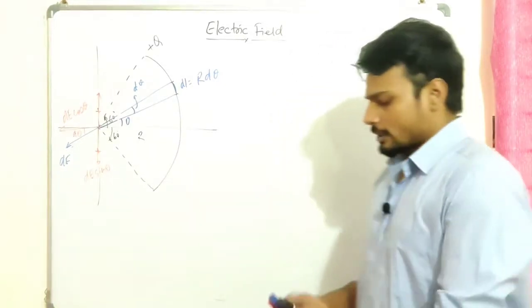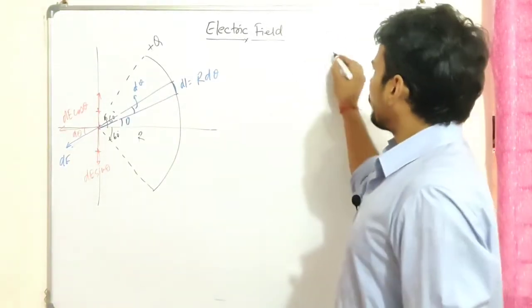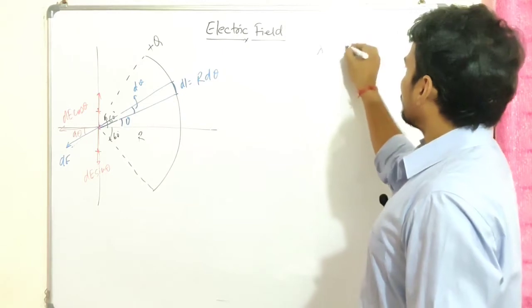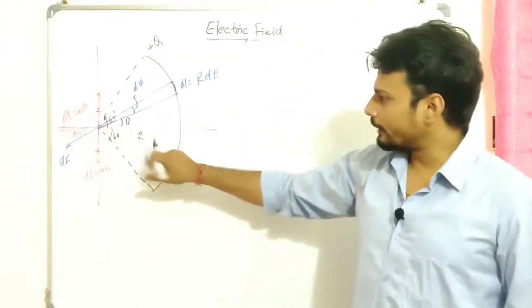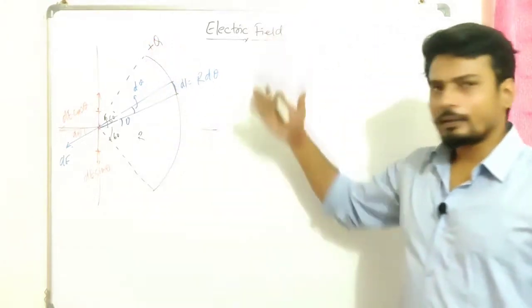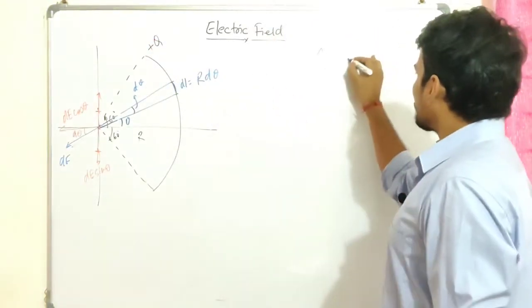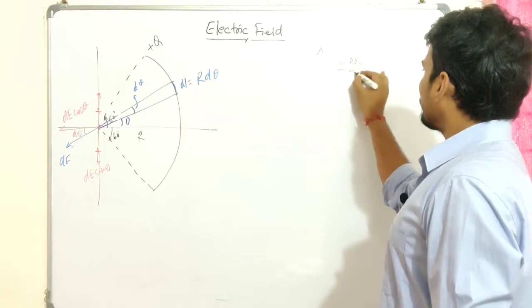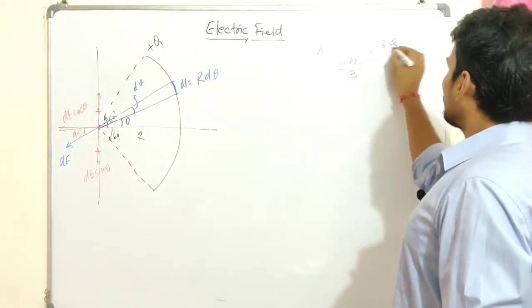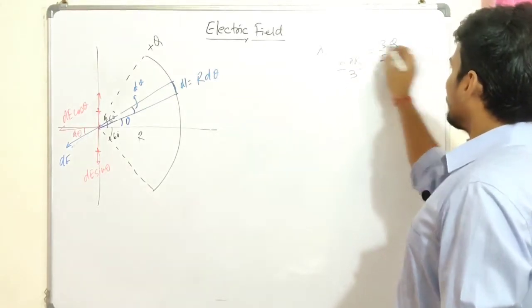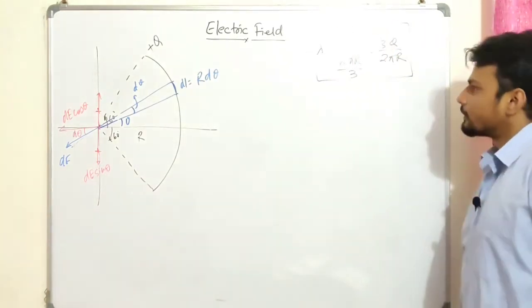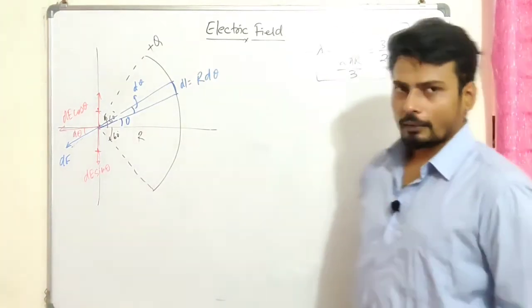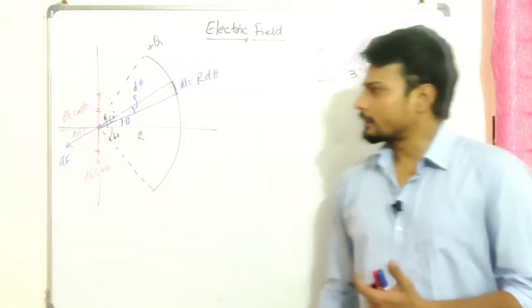Alright then, let's quickly go ahead and check it out. Well, you can write lambda. Lambda is nothing but q by, this entire angle is how much, 120 degrees. It means this length should be 1/3 of the entire circumference, so that should be 2 pi r over 3, so that's going to be 3q over 2 pi r. So this I'm just telling you for your reference. If the question is asking the answer in terms of q and r, then we can use this, or else normally we're going to keep it in terms of lambda.